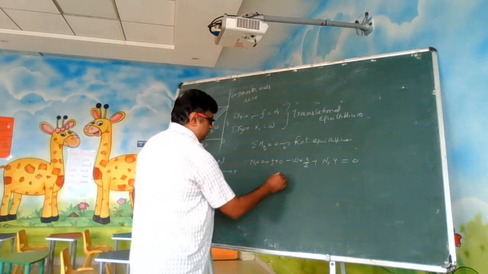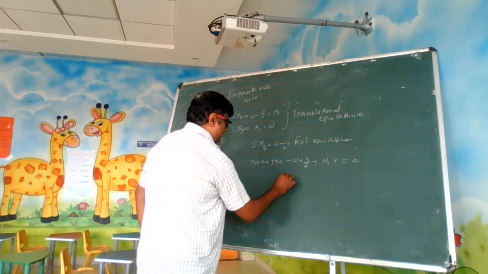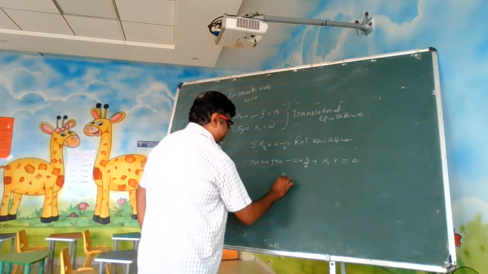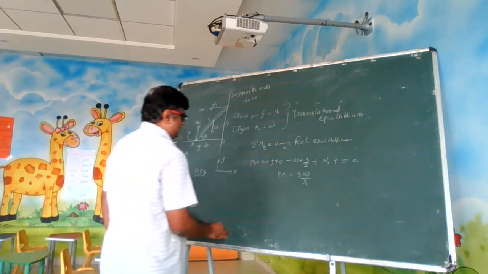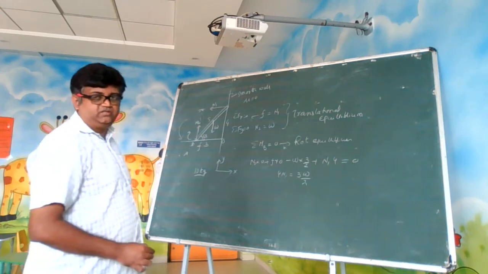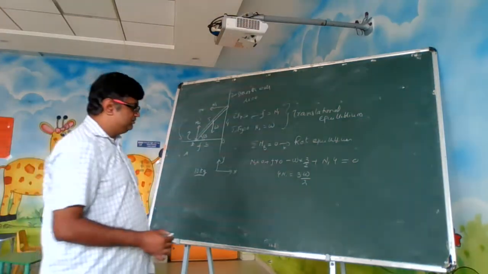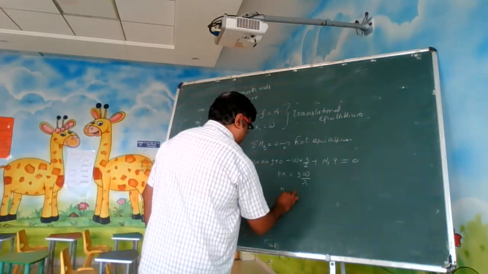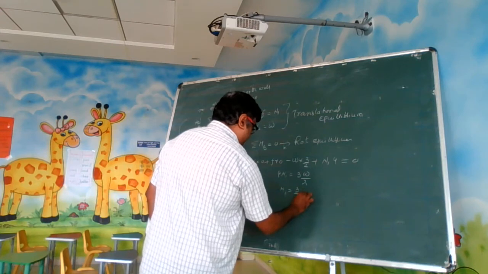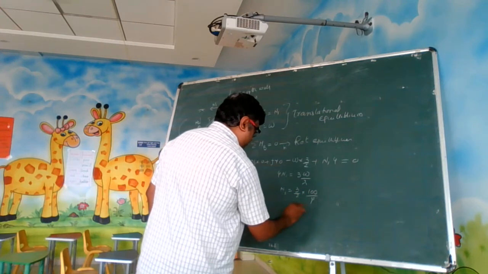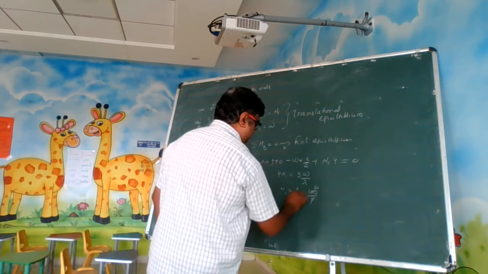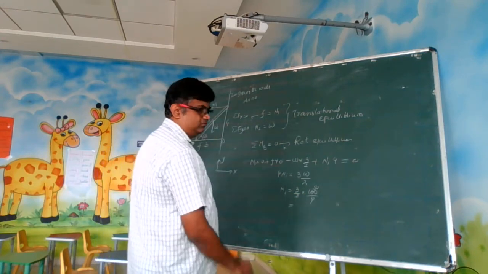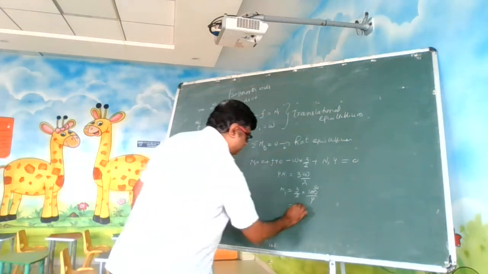Solve it. So 4N1 is equal to 3W by 2. The weight is given as 10 kg, so weight will be 100 newtons. So N1 will be equal to 3 by 2 into 100 by 4. How much is it? This is 50. So 150 by 4, 75 by 2, 37.5.